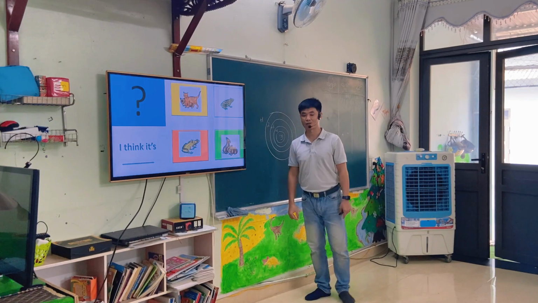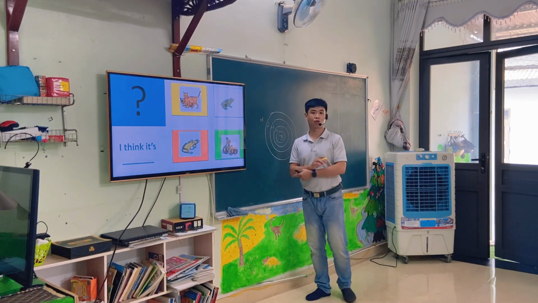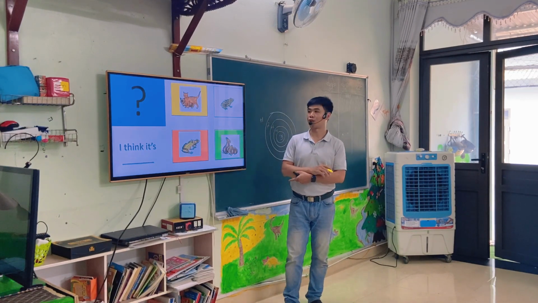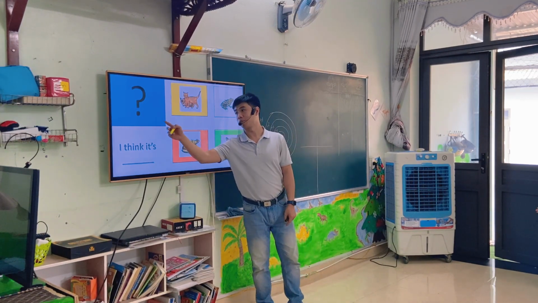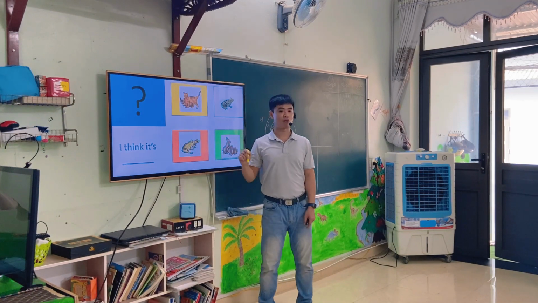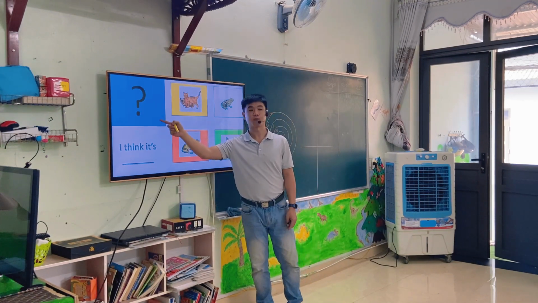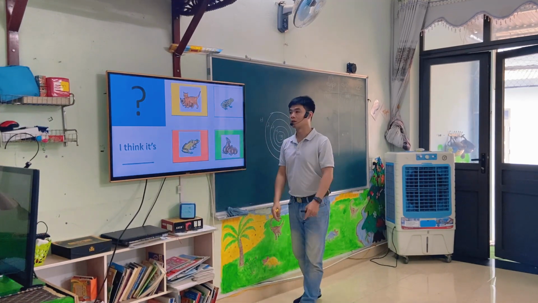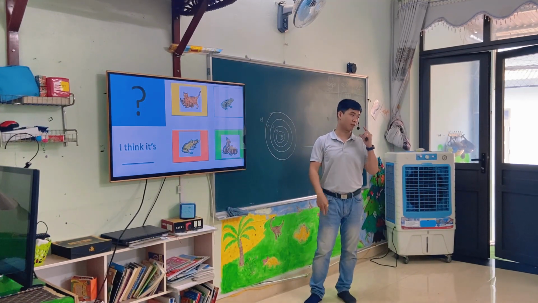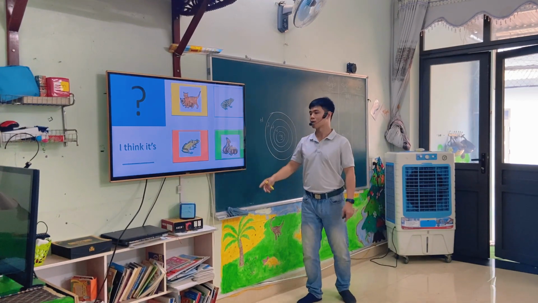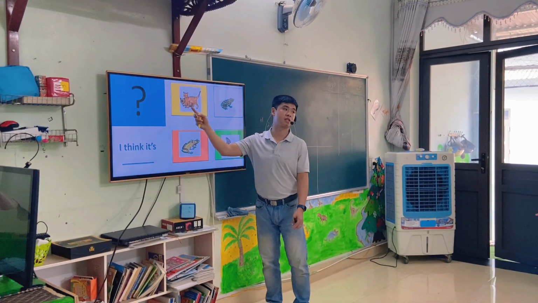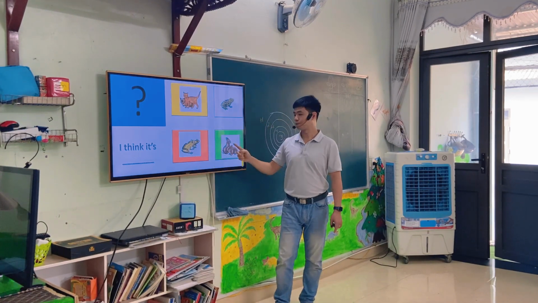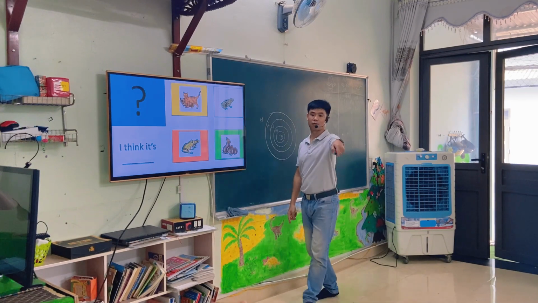Guessing picture. I have some pictures here. Each group has one student who will choose one of 4 pictures that you think can be behind the mystery box. When I open the mystery box, if you have the correct answer, you get 2 points. If you cannot give the correct answer, I will get 4 points. Now we have cats, frogs, and rabbits.